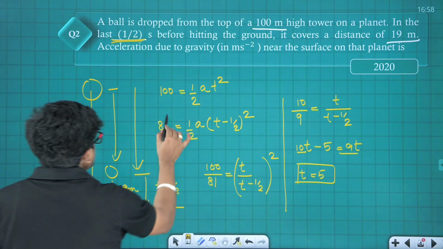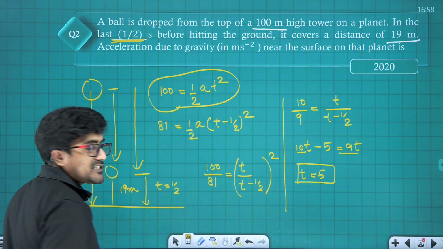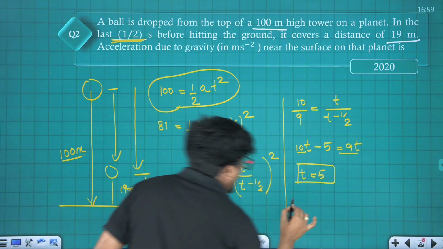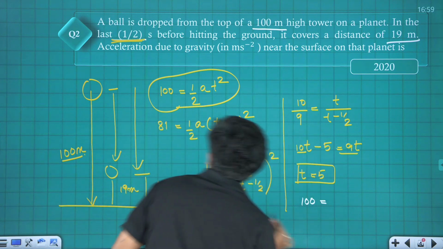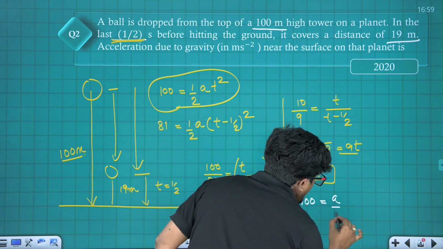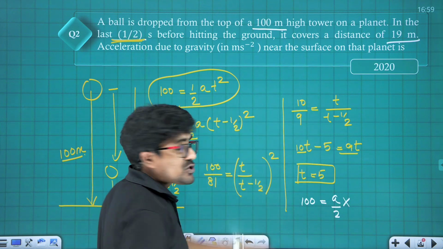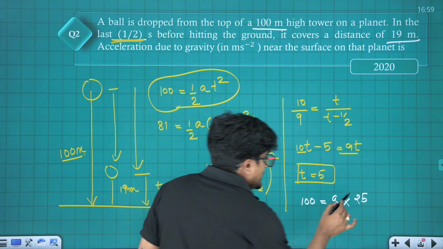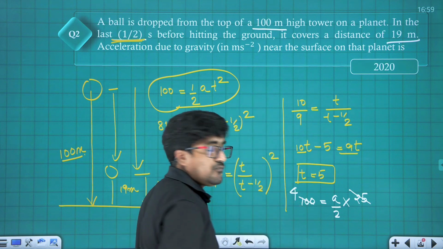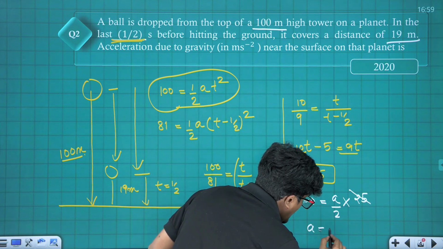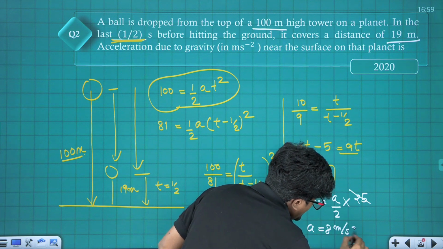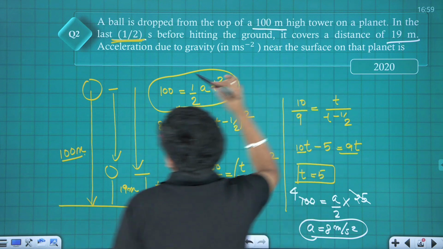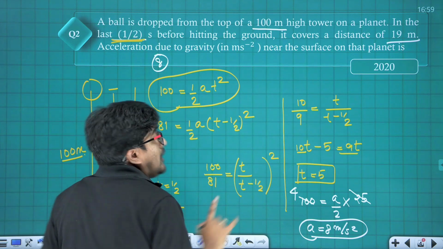Now let's have a look. As per this relation, 100 equals a by 2 into t square. t square means 25. Cancelling this, I am going to get 4. Now what is the value of a? a is supposed to be 8 meter per second square. Alright, so here the answer needs to be 8. I hope you got it right.